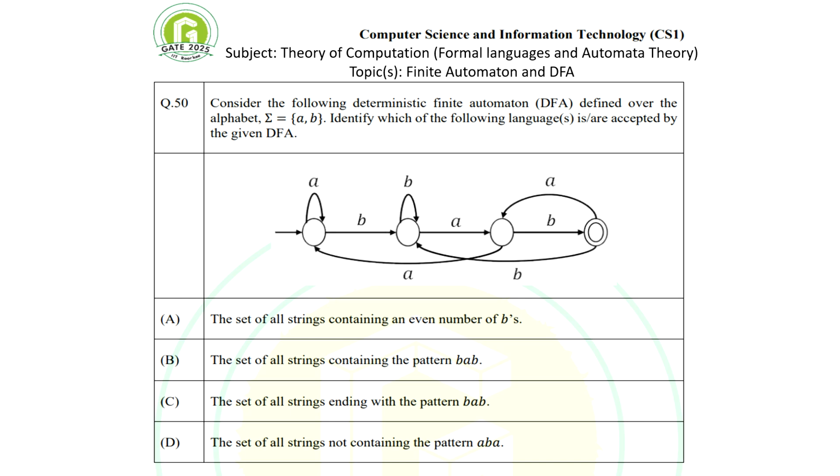The set of all strings containing an even number of b's. Consider the string epsilon. This string has an even number of b's, that is 0. Now check whether epsilon is accepted. So the input is epsilon and you see that it is not accepted. You are on the starting state and the starting state is not a final state, so epsilon is not accepted and therefore option A is wrong.